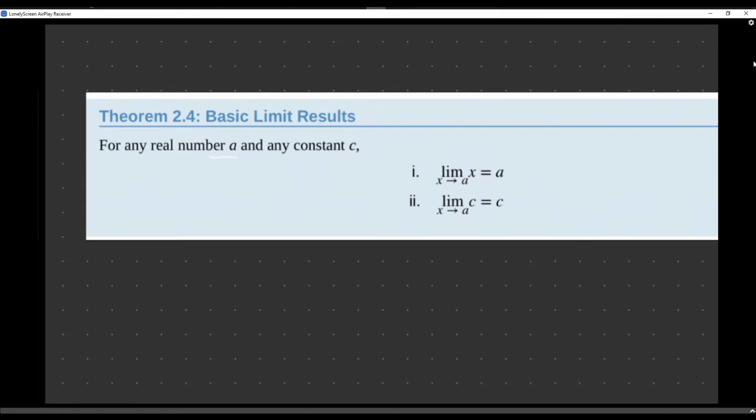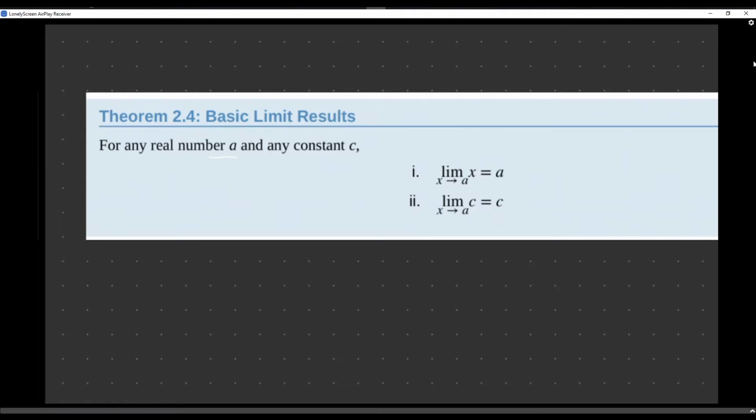The first two we have seen in the last section, that given any real number a and any constant c, the limit as x approaching a of the function x is a, and the limit as x approaching a of any constant is just that constant itself. But we want to know more about the limit operation. What else can we do?